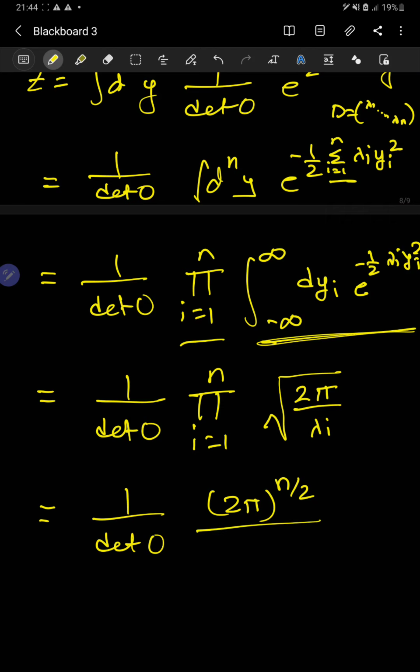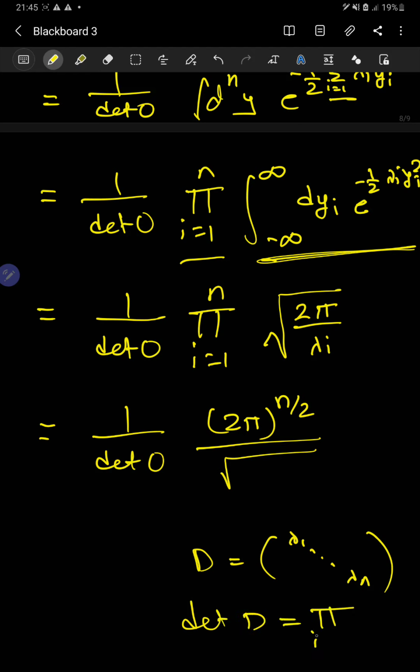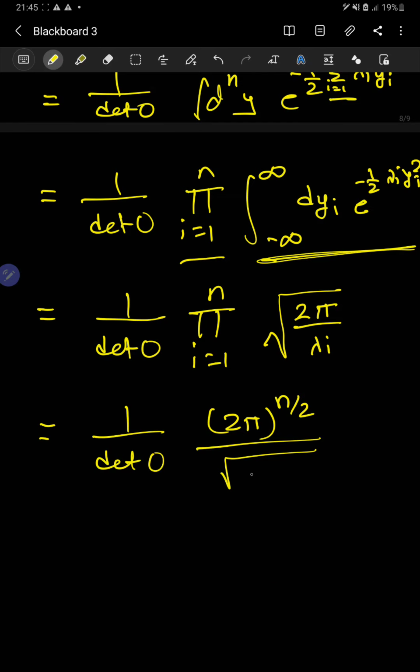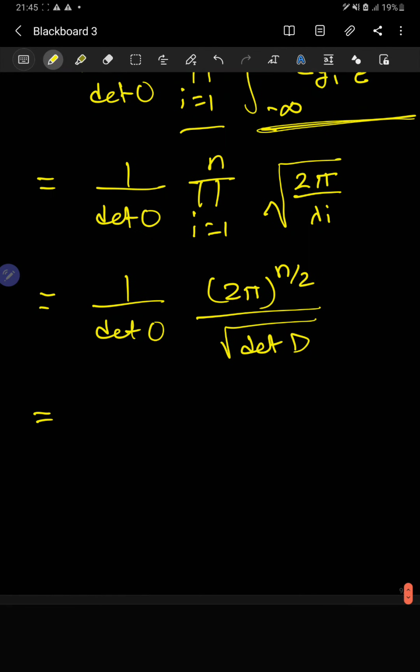What is the product of lambda i's? This is basically the determinant of t, right? This is the product of lambda i's. So we can write here determinant of t. We're almost done. We can turn this into a determinant of a.